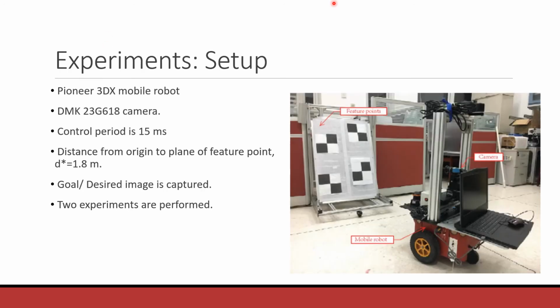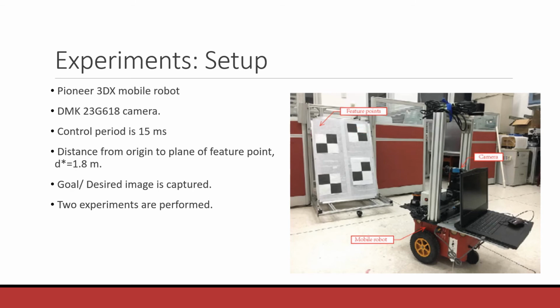So now we have learned mostly all the concepts of it. So now let's focus on the experiments. Here the experiment setup has the following parameters, and the distance from the origin to the plane of the feature point, D star, is 1.8 meters. Basically these four are the feature points which I'm talking about, and this is what we're trying to ensure stays in the view of the camera.